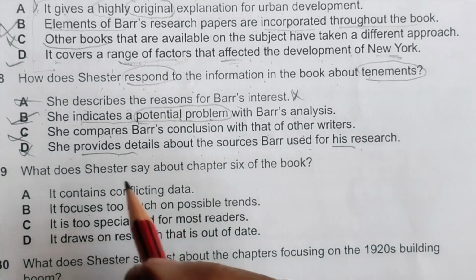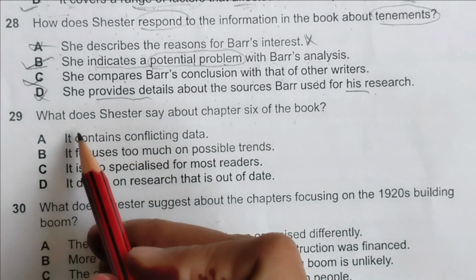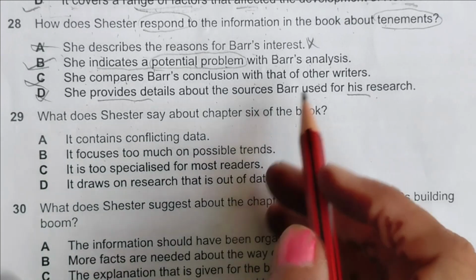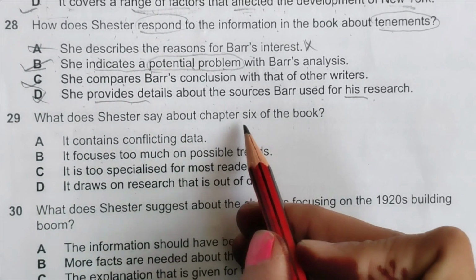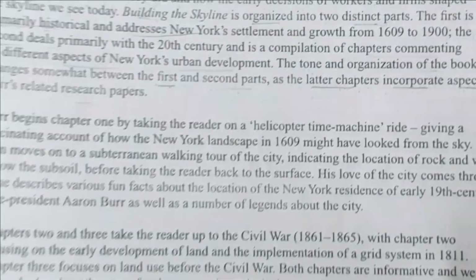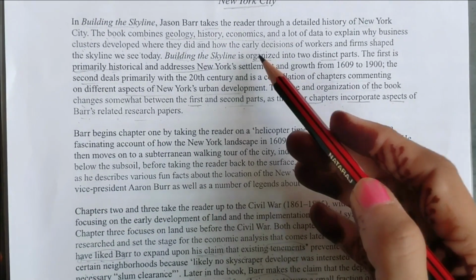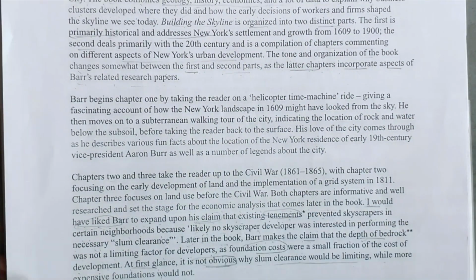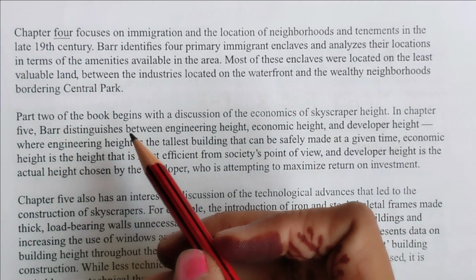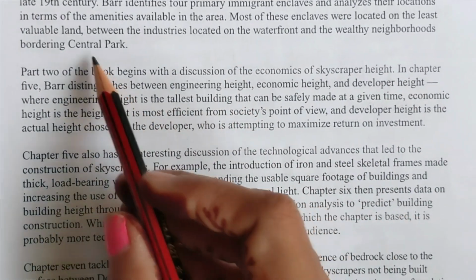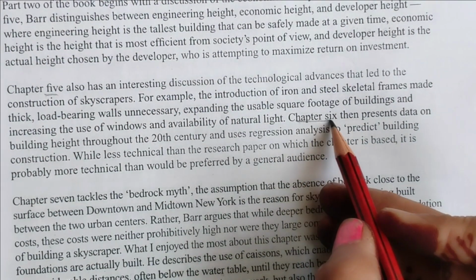Okay. 29th: What does Chester say about chapter 6 of the book? I know these five questions are time consuming. So on the first page, we have read all three passages. Let's move on to the next page. Now on the second page, they are discussing chapters 4, 5 and 6, and we have to look for chapter number 6. Chapter 6 is there.